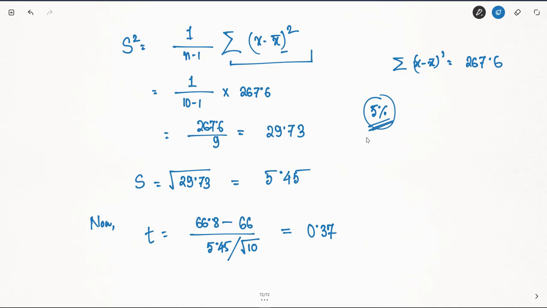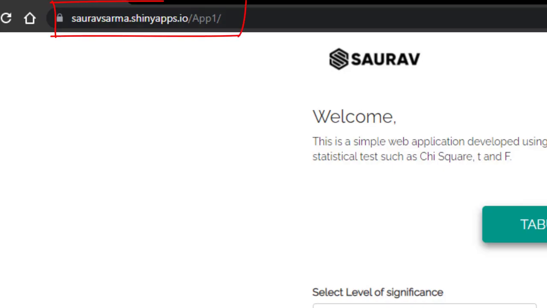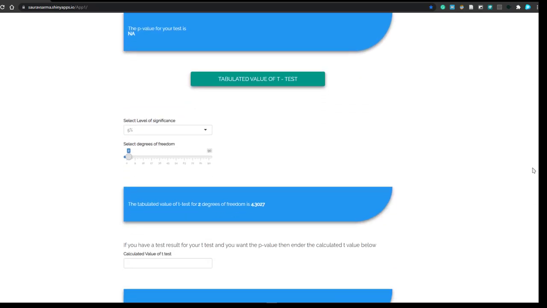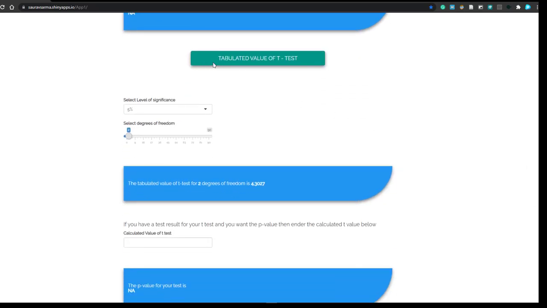So we will see the value of this t for 5% level of significance. This is a website that I created using R programming, which will help you to find out the value of tabulated values of different test statistics. We are right now using t-test, so this is the section where you will find the tabulated value for t-test, right?